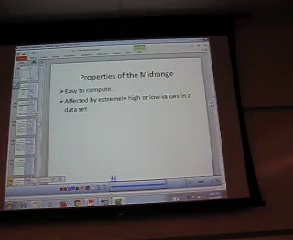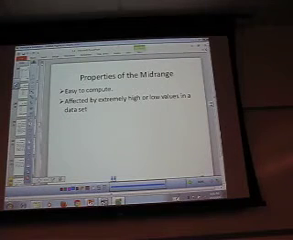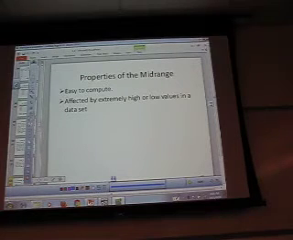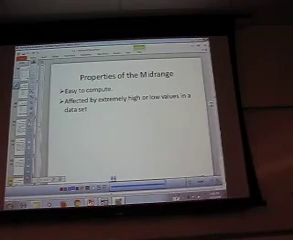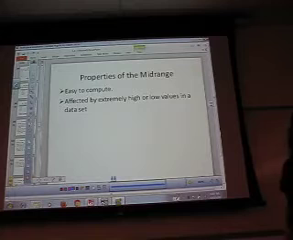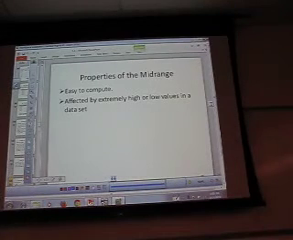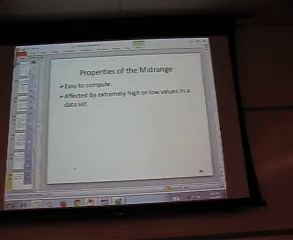Properties of the mid-range: easy to compose, but affected by extremely high or low values in a data set. Yeah, so we talked about mid-range before, right? We had those 49 people who made $20,000 and the one guy who made $1 million, and that totally affected the mid-range a whole lot. So that's one of the issues I have with mid-range: it's very susceptible to outliers.